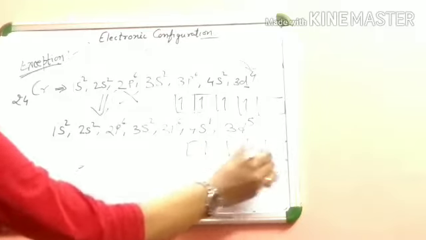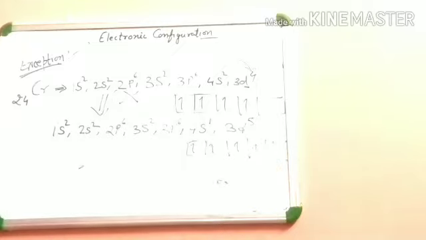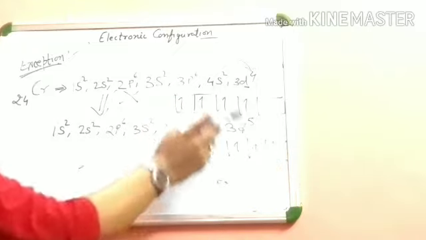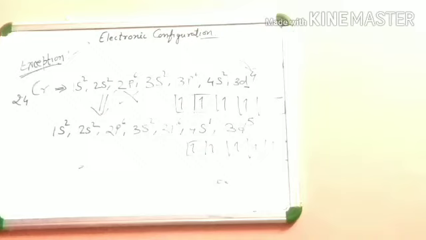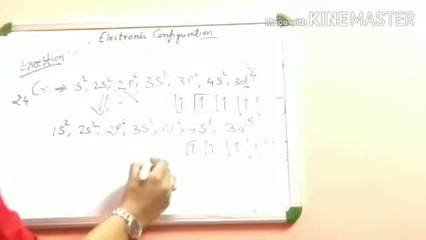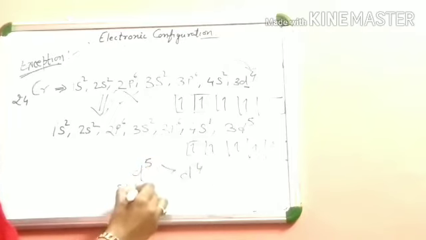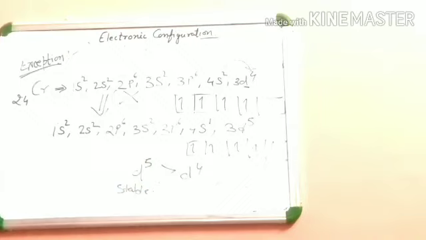Why does it happen? Because d4 is less stable than d5. d5 is more stable than d4. So this is all about electronic configuration. So thank you.